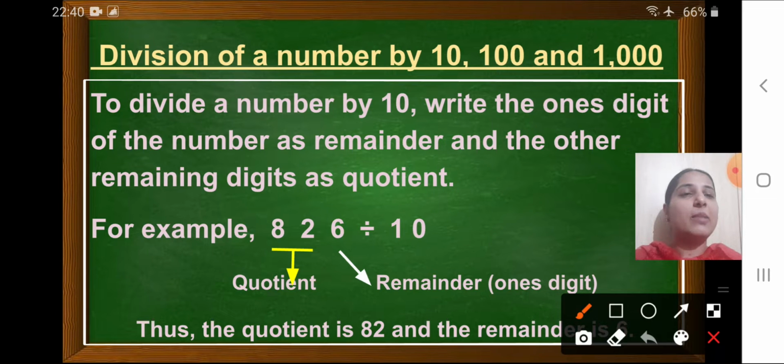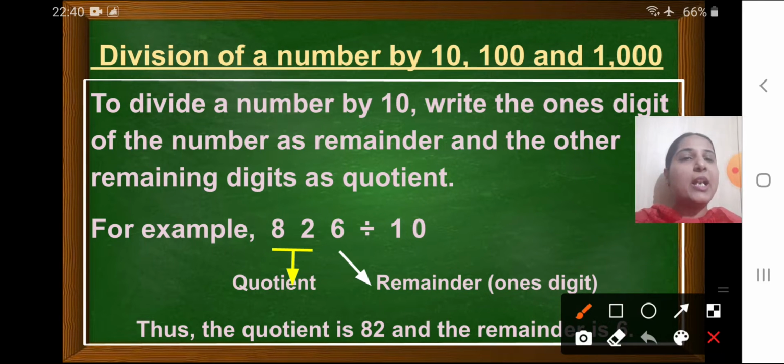826 divided by 10. So here 826 is the dividend, whereas 10 is the divisor here. Just see here children, how many zeros are there in the divisor? Only one zero is there. So we will write the ones digit of the number. And what is the ones digit of the number here? That is 6 here. So that 6 will be the remainder.